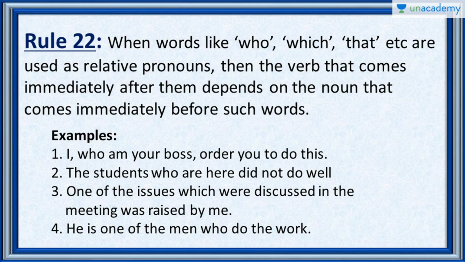Now let's look at rule number 22, which is talking about relative pronouns. The rule says when words like who, which, that, etc. are used as relative pronouns, then the verb that comes immediately after them depends on the noun that comes immediately before such words.